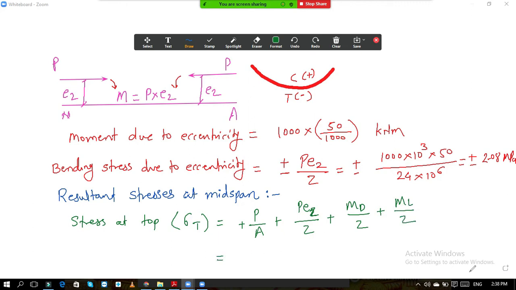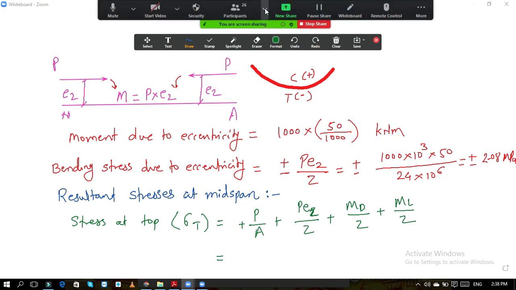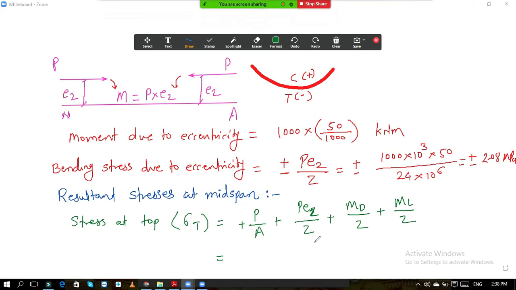So you put the values. What was the value? I don't have the previous data as it got disconnected. Whatever may be the value, put all these values. Okay, put all the values, so you will get the answer in Newton per mm square. These values we have already calculated. So put all the values, so we will get the answer, and let me know the answer. So here you will get the answer in MPa.